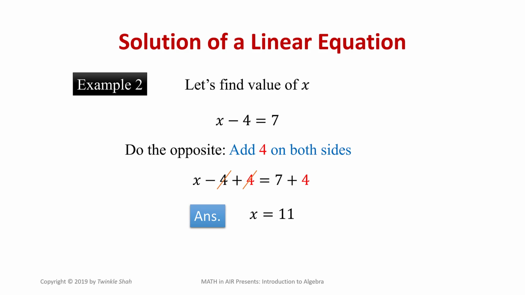Let's verify this answer. Substitute x is equal to 11 in x minus 4 is equal to 7. We get 11 minus 4 is equal to 7. And we know that 11 minus 4 is really equal to 7. Therefore, left hand side value is equal to right hand side value. Hence, we can say that x is equal to 11 is a solution to this linear equation.